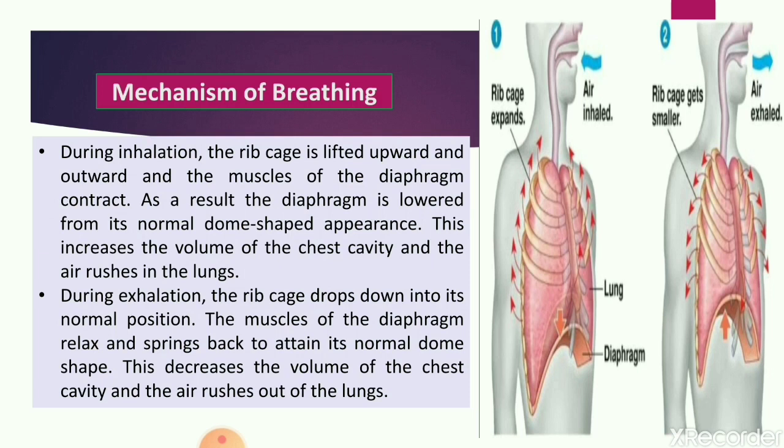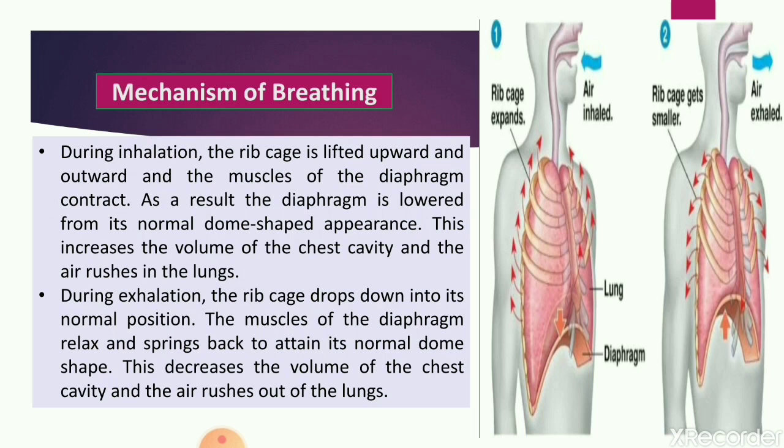So during inhalation, when we inhale air into our body, what happens? The rib muscles, the muscles present along the ribs, contract, and the front end of the ribs moves up and outwards. You can see the diagram also. In the first one you can see the rib cage expands and air is inhaled, and in the next one you can see the rib cage gets smaller and air is exhaled.